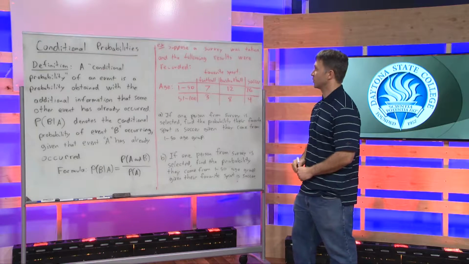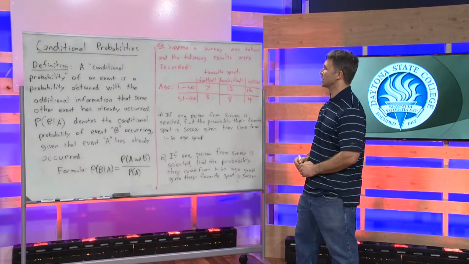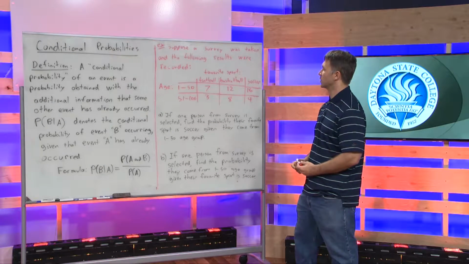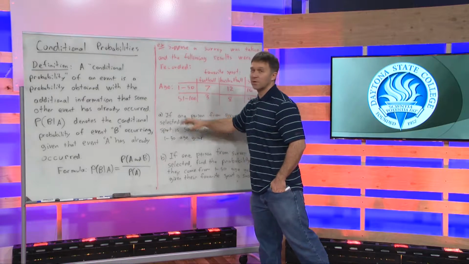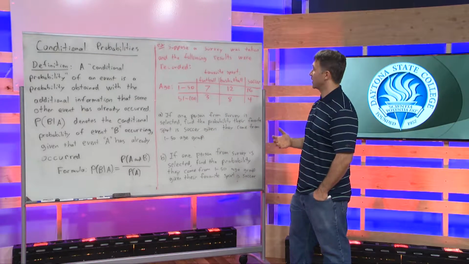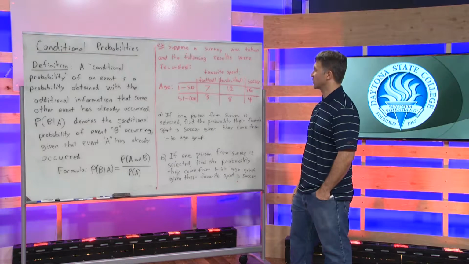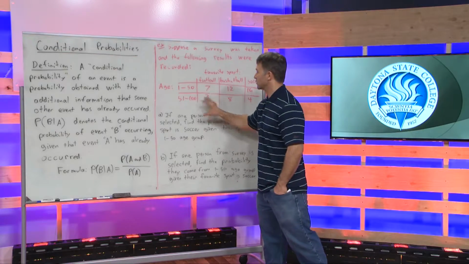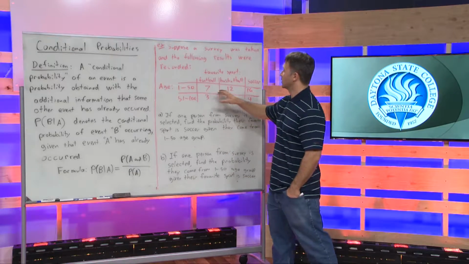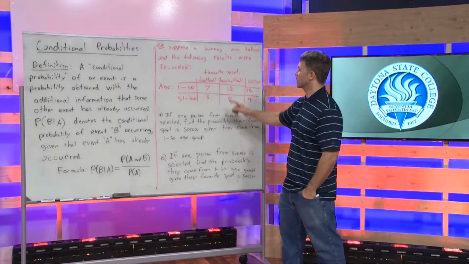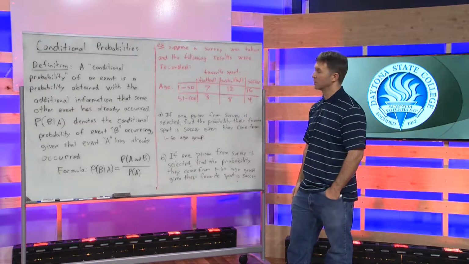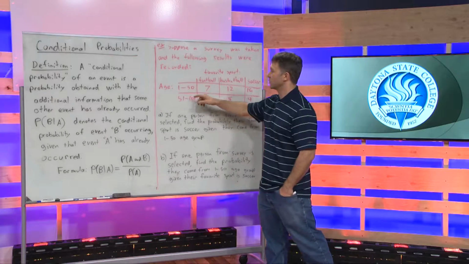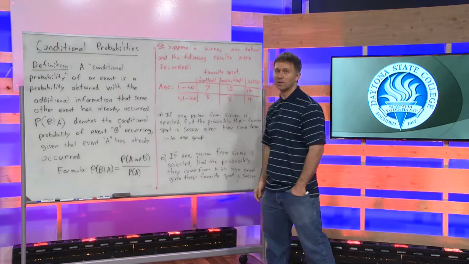All right, let's look at this example. Suppose a survey was taken and the following results were recorded. Okay, so the survey was about grouping age groups with people's favorite sports. Okay, so it's just a relatively small survey. The favorite sports chosen were football, basketball, and soccer. And it was broken down by age group, ages 1 to 50 and then 51 to 100.